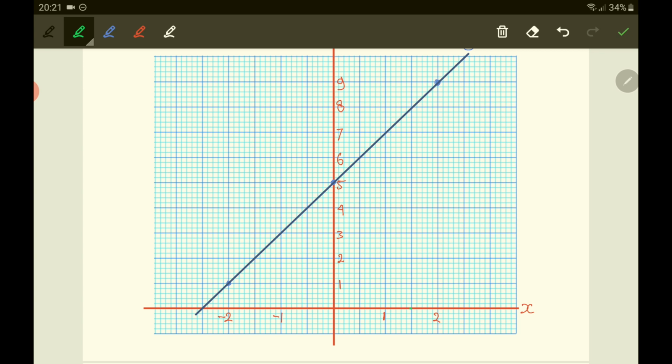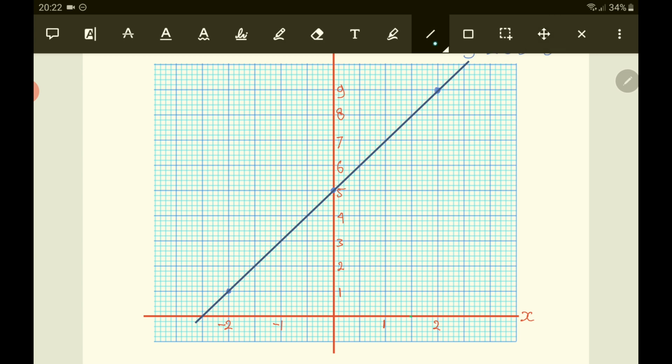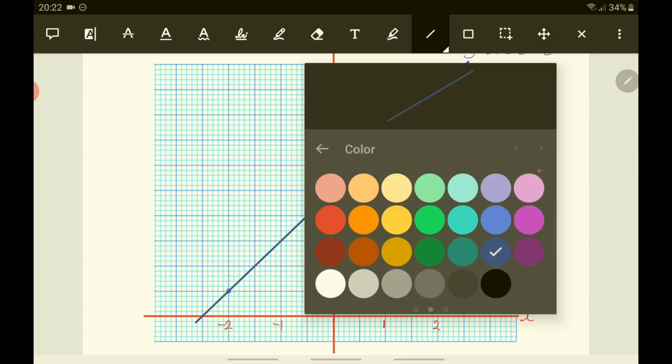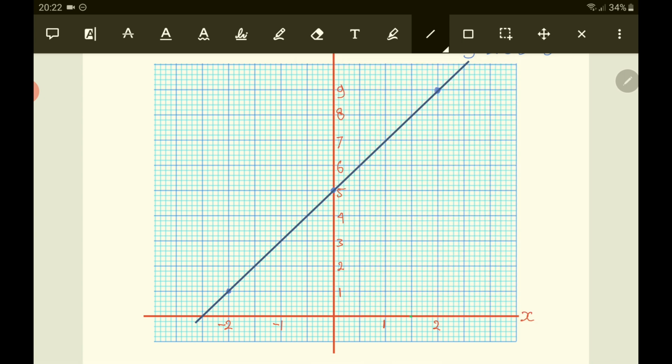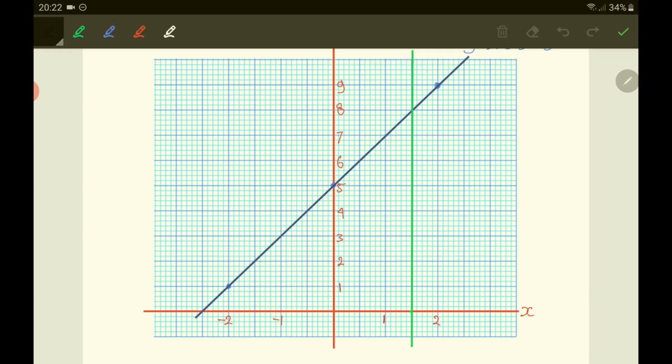So we can go there, we can check. Actually, we can make an extra line. I want to make a line with the color green, where x is equal to 1.5. So this is the line of x equal to 1.5.